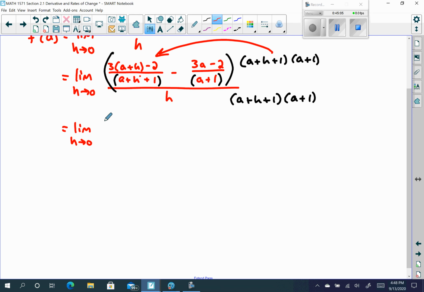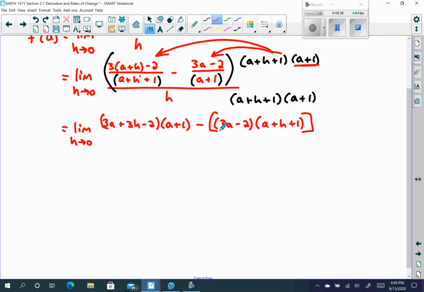I'm going to distribute the 3, so I'll have 3a plus 3h minus 2, and that numerator will get multiplied by this a plus 1, minus, now when I multiply this LCD by the second fraction, the a plus 1s are going to cross out. So it's 3a minus 2 times this a plus h plus 1, but I have to be careful because I'm subtracting. I need brackets. Now all of this is over h times (a plus h plus 1) times (a plus 1), which we'll just leave right now.